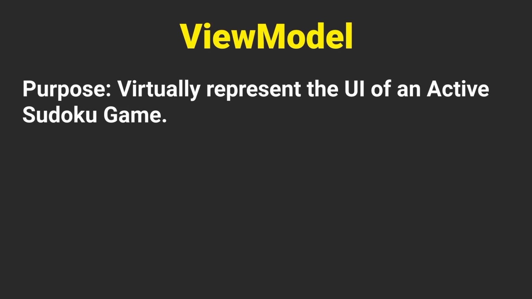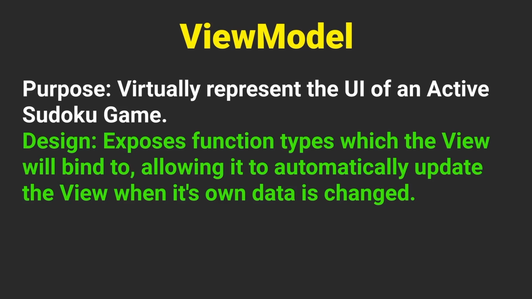The purpose of the ViewModel is also to do exactly what the name implies. It is a virtual representation of the user interface which the view observes. In simpler terms, it is a model of the view. It exposes function types, which is a very simple and easy stand-in for the observer pattern in situations where we don't require multiple observers. Each time our logic class updates, the ViewModel will automatically publish the new data to the view.